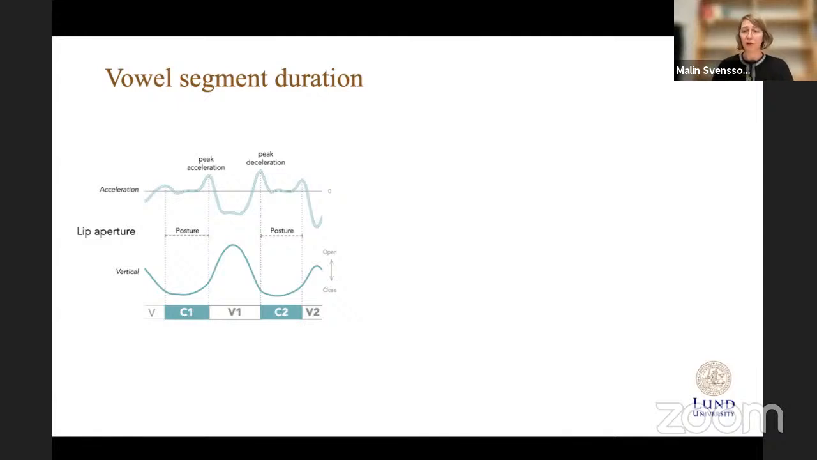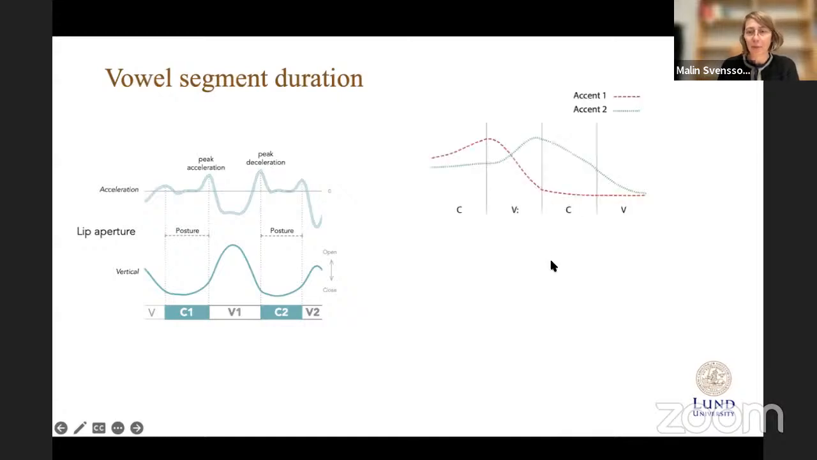But we know that vowel segments may vary for different reasons. So, for example, between a long or a short vowel, or a high or low vowel, or between tonal contexts. So, for example, in Swedish word accents, this image shows normalized segments in the Swedish word accent 1, which has a falling tone in the vowel, and accent 2, which has a rising tone in the vowel. So this is South Swedish dialect.